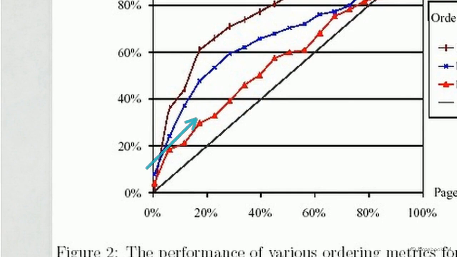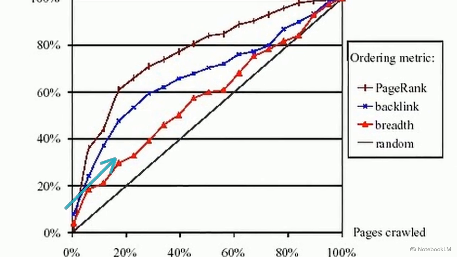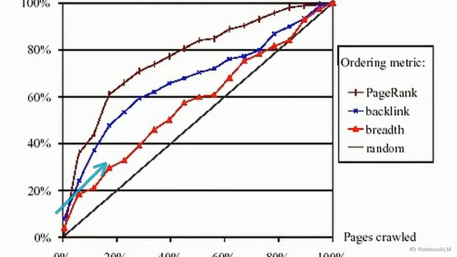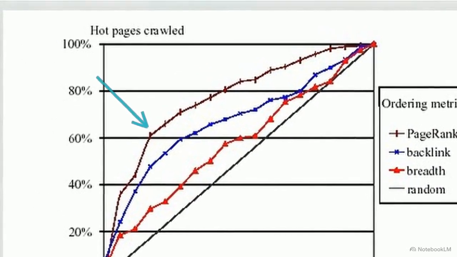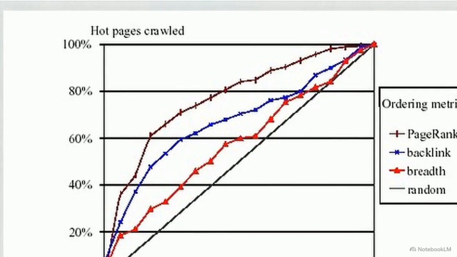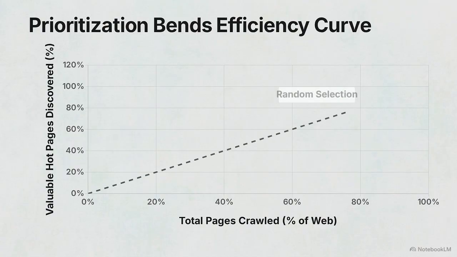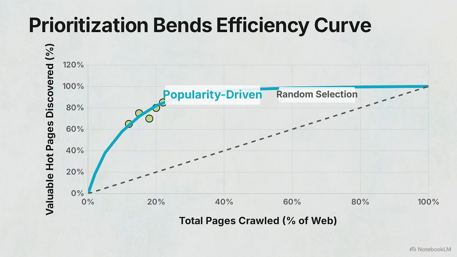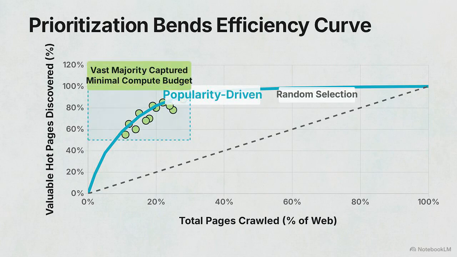A breadth-first search, represented by the red line, offers only a marginal efficiency improvement over the random baseline. By contrast, backlink count and PageRank curves shoot up steeply extremely early in the crawl cycle. Popularity-driven prioritization bends the efficiency curve, allowing the system to capture the vast majority of valuable nodes while consuming a fraction of the compute budget.